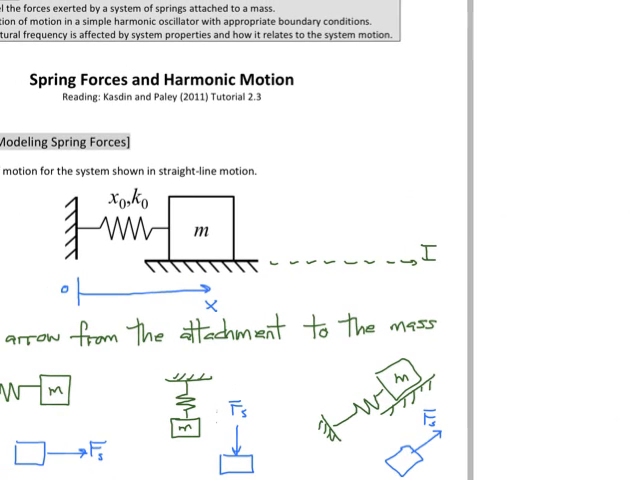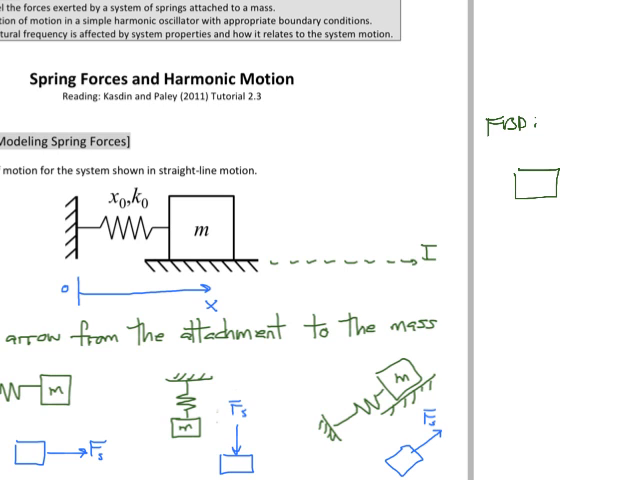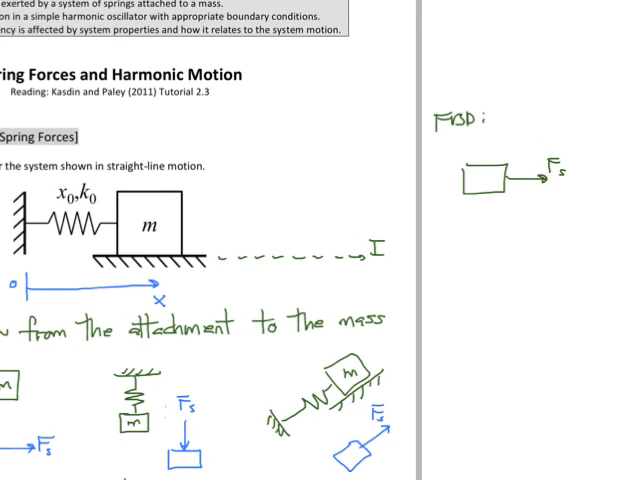Applying this to our system as shown, we have our free body diagram where we have F sub s pointing from the attachment to the mass, and then our scalar equation for our system is F sub s equals negative k sub 0 multiplied times the change in displacement, x minus x naught. And then we write Newton's second law, which is F equals ma, and the only force that's acting on the system is F sub s.